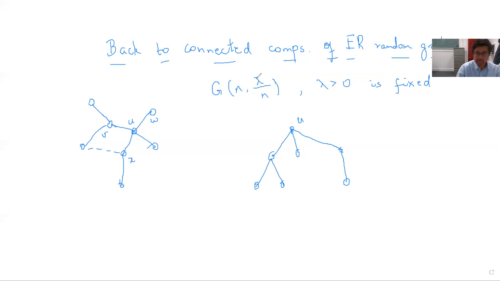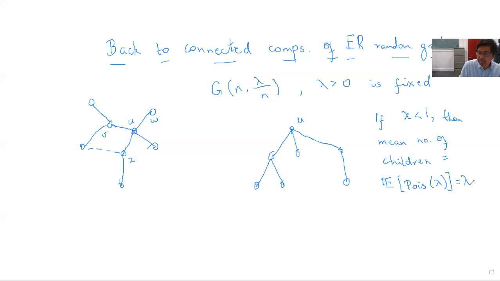If lambda is smaller than 1, then the number of children is Poisson lambda. So if lambda is smaller than 1, then the mean number of children is the mean of a Poisson lambda random variable. And we know that the parameter of a Poisson distribution is the same as its mean. So that is lambda. Okay. And so the mean number of children is smaller than 1. And we just saw that if you look at a branching process with a mean number of children smaller than 1, then that branching process goes extinct.